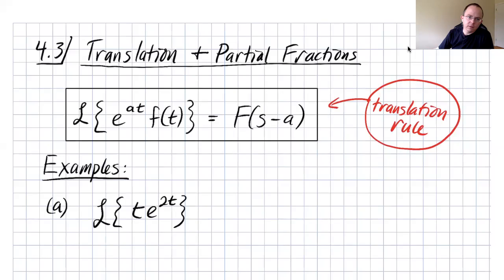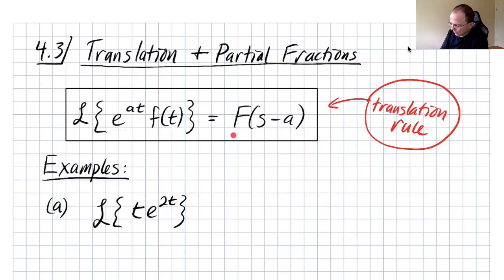Hello, this is section 4.3 on translation and partial fractions. So today we're going to be looking at this rule called the translation rule, which tells us what happens when we multiply our function by an exponential e to the at. And what does that do to the Laplace transform?